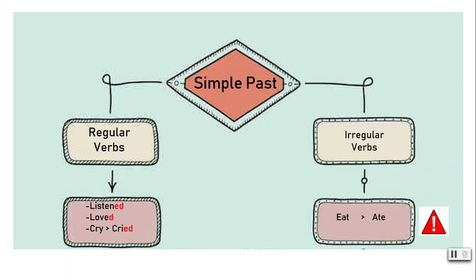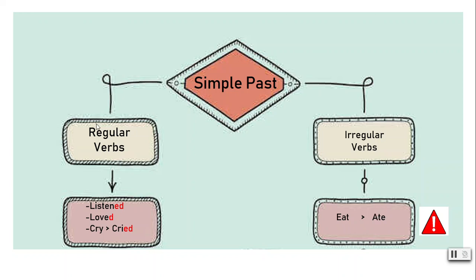We said last week that there are two types of past verbs, the regular verbs and the irregular verbs. Regular verbs are simpler because they have a pattern. They end in ed. Listened, loved, cried. They always end with ed, so they are easy to recognize. Son fáciles de identificar. On the other hand, we have irregular verbs. Irregular verbs are completely different in the present and in the past form. In present, for example, we have eat, and in the past it changes to ate. If you see, there is no pattern here.